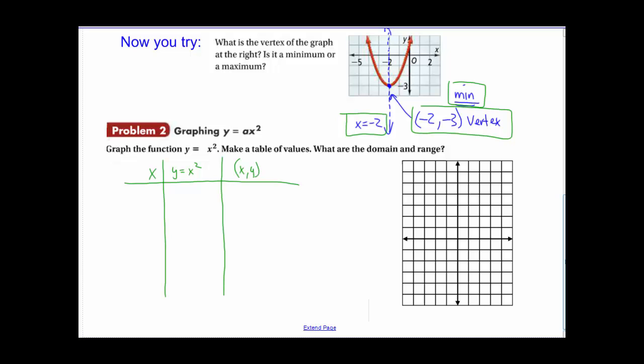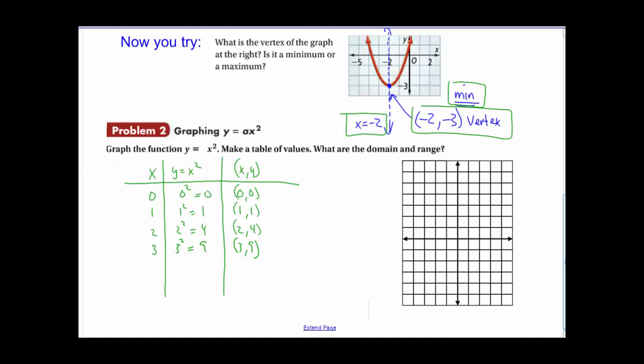If we're looking for where to start, let's start with one of the easiest numbers, 0. If I square 0, we get 0, so our point is (0, 0). Let's go up a couple numbers: 1, 2, 3. If we square 1, that's 1, so we have the point (1, 1). If we square 2, we get 4, so another point is (2, 4). And if we square 3, we get 9, so our point is (3, 9).